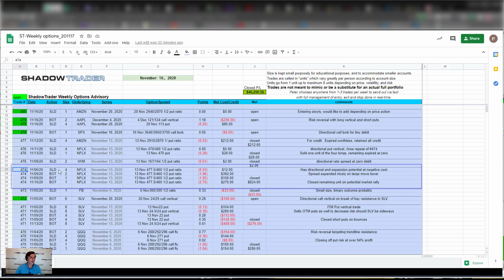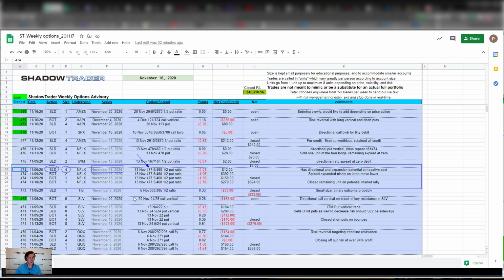Okay? Notice here, as I said earlier, we sold to open. 4 simply means units. All the trades are just done in units. So officially it's a 4 lot, but you can trade whatever size you like. But we keep it small for educational purposes. And notice that we opened a ratio spread with an expiry of November 13th. And in this case, it was on the put side.